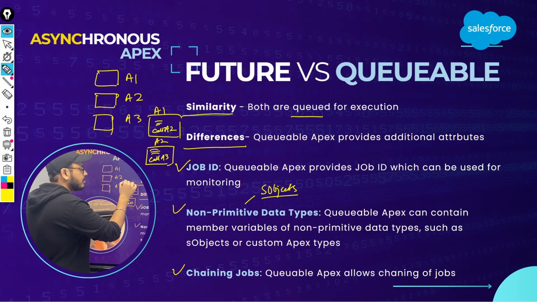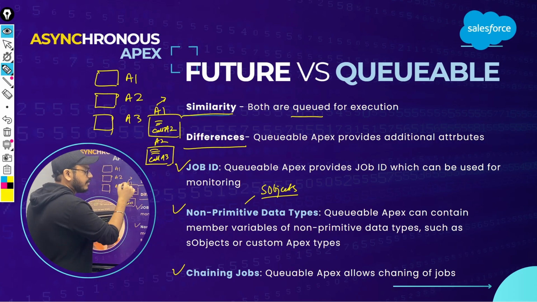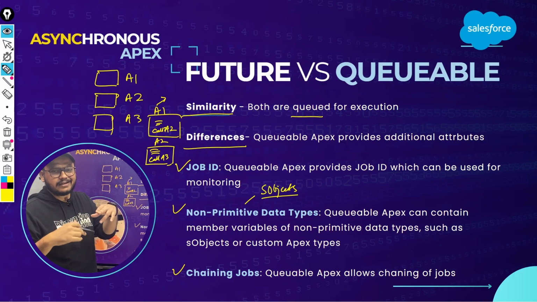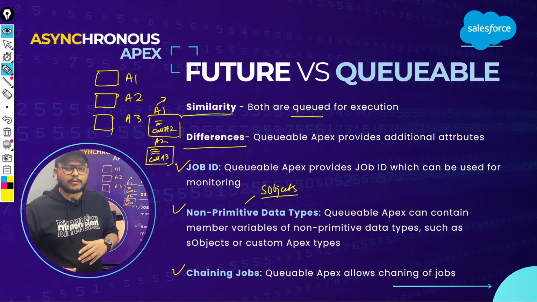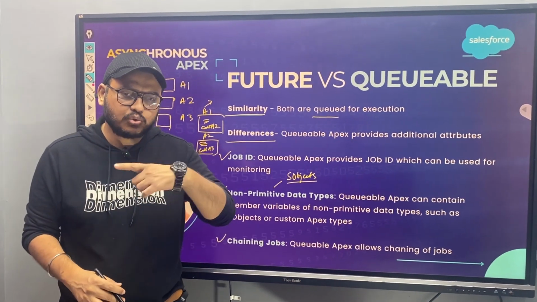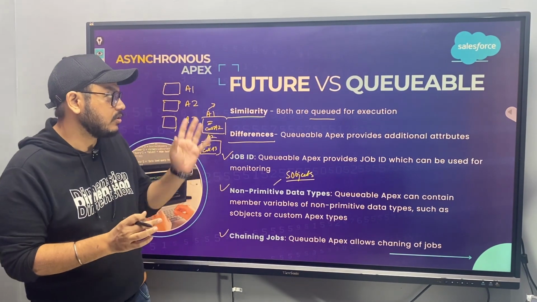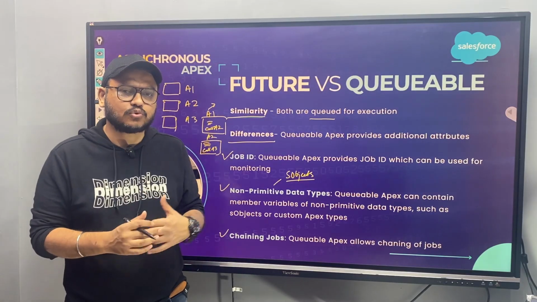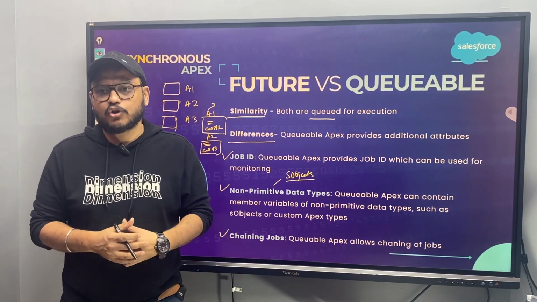You just put A1 into the job queue using system.enqueueJob, call A2 from A1 towards the end of it when the entire thing has got executed, and do the same thing again. That way you will be able to control the sequence and chain multiple jobs, which was again not available with your future method. So these are the key differences, and this shows how Queueable Apex is more capable as compared to future methods.